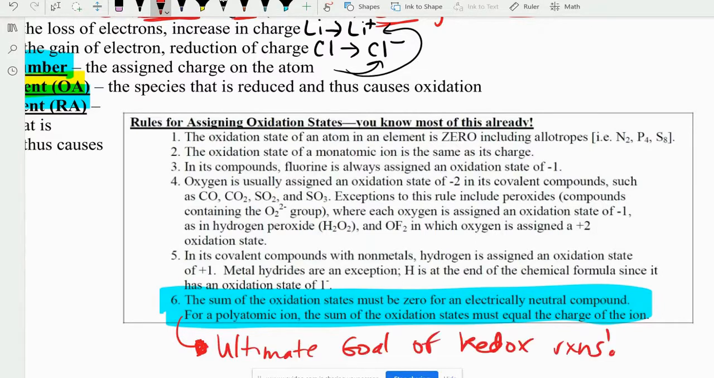So let's take a look at the rules in order. Let's go ahead and start at rule number 1. So how do you know what oxidation states to give elements? Well, in the first rule, the oxidation state of an atom in an element is 0.